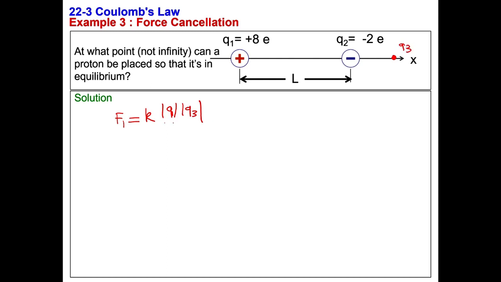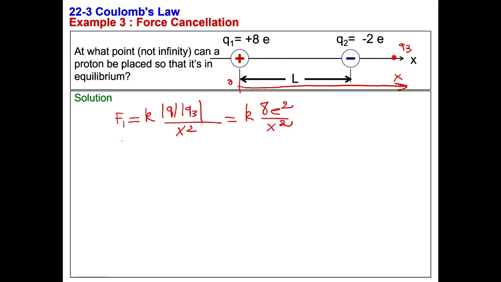Okay, divided by the distance. The distance, let's call this X here. This position here is X. So that means this is the origin here. So this is X squared. Okay, so let's replace the values of the charges. This is going to be K times 8E, and the proton has E, so this is E squared divided by X squared.